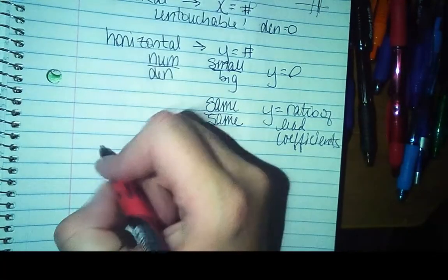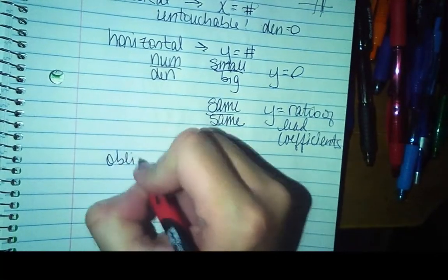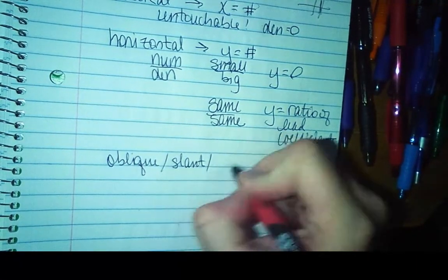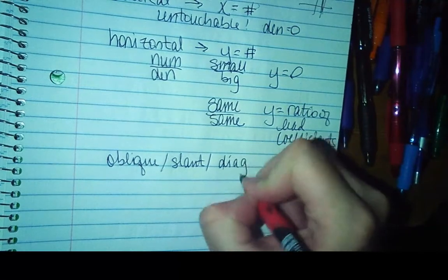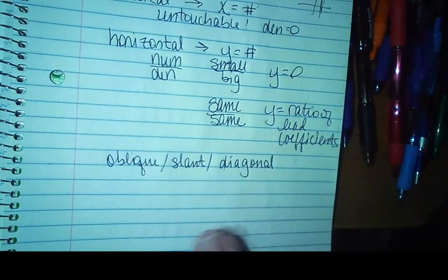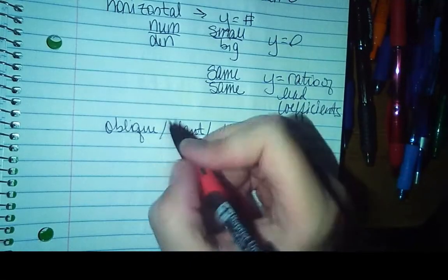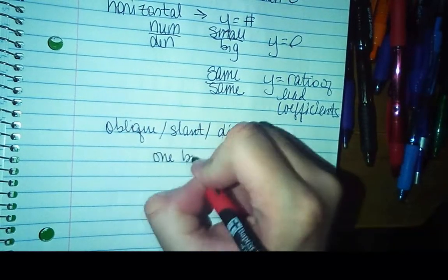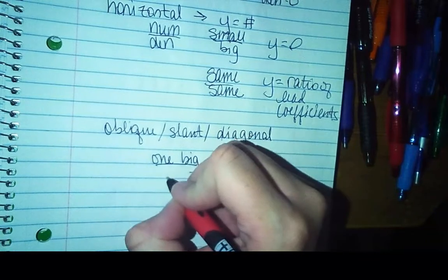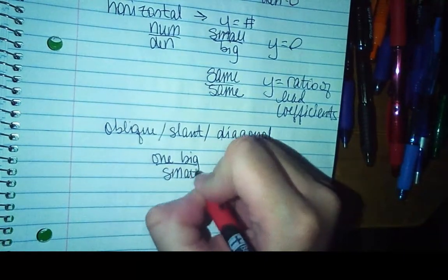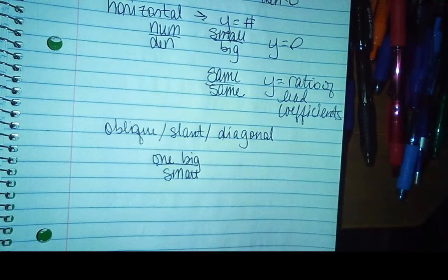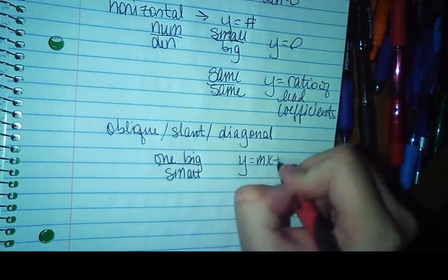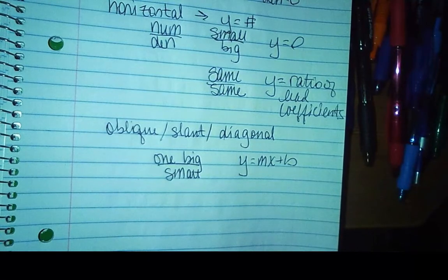You can also have oblique, which is the same thing as slant, which is the same thing as diagonal asymptotes, and that's if your numerator is 1 bigger than your denominator. And then you would have to do long division and all that kind of stuff and find the equation of a line. So it would be y equals mx plus b. But we're not going to do that because your brain is already stretched.